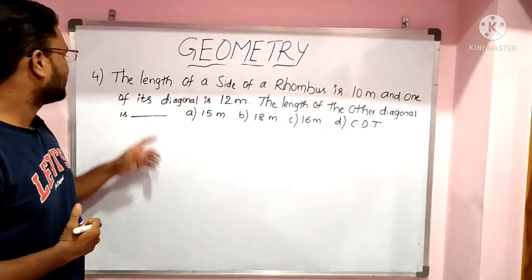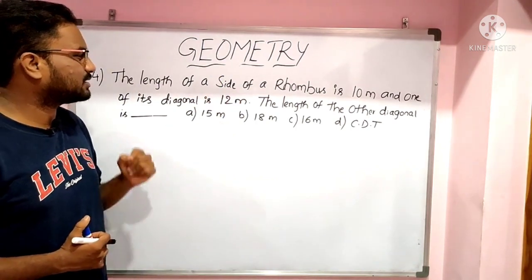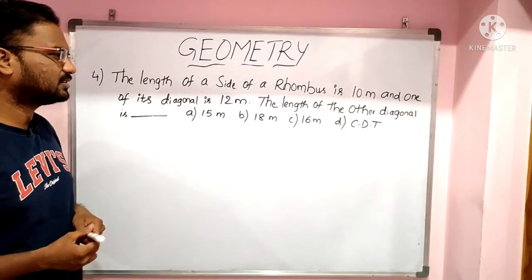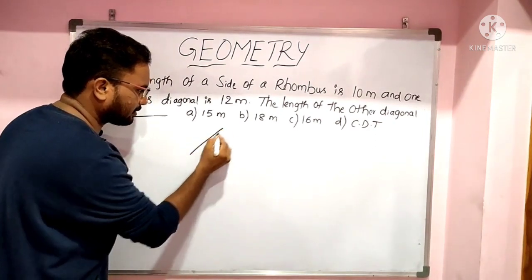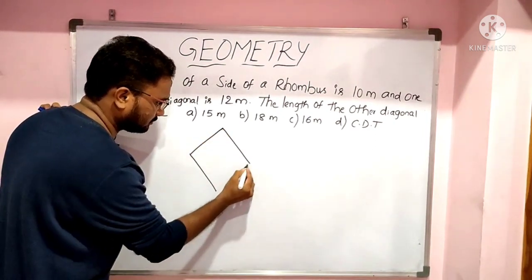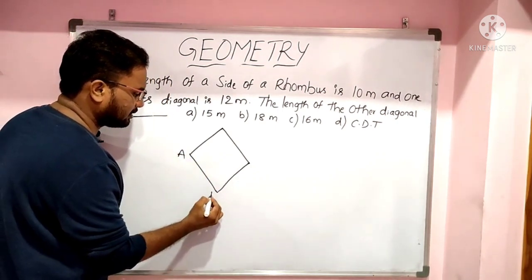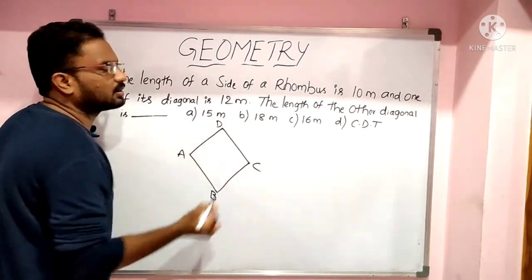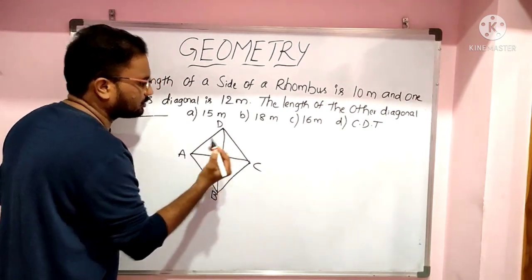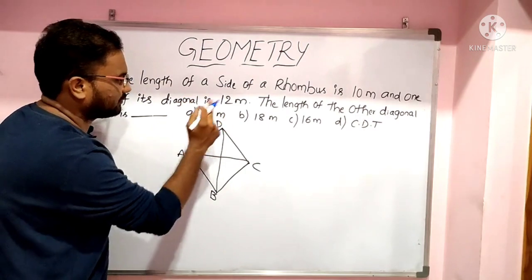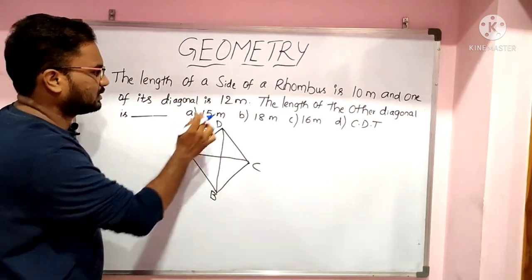Next problem. The length of a side of a rhombus is 10 meters and one of its diagonals is 12 meters. We need to find the length of the other diagonal. So first of all, we will draw the figure of the rhombus. So this is the rhombus. Let's say this is A, B, C and D. Let's draw the diagonals. These two are diagonals. The side of the rhombus is 10 meters, so this is 10.